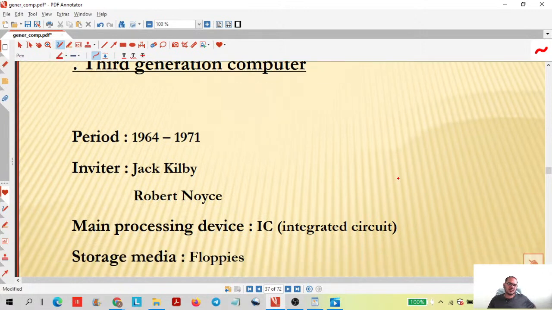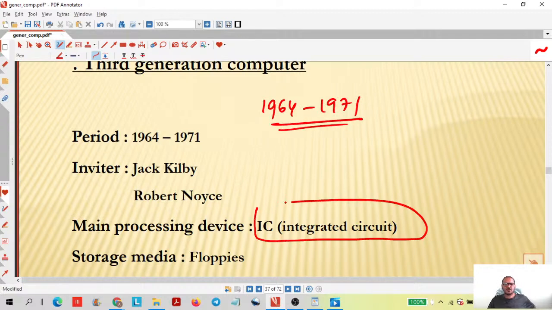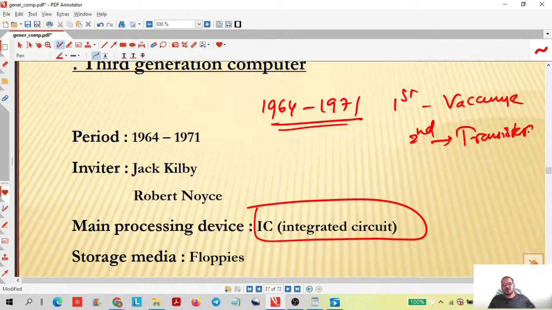Next, the third generation comes with 1964 to 1971. In the third generation computer, IC is the main processing device. First generation में क्या था? Vacuum tubes. Second generation में क्या था? Transistors. Third generation में ICs, integrated circuit. Jack Kilby and Robert Noyce, these are the inventors of the third generation computer.